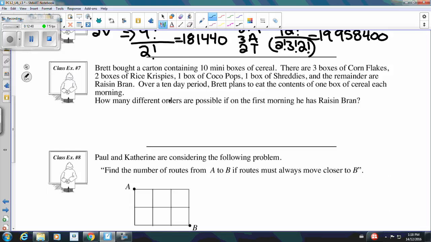Brett bought a carton consisting of 10 mini boxes of cereal. There are 3 boxes of cornflakes, 2 boxes of Rice Krispies, 1 box of Cocoa Puffs, 1 box of Shreddies, and the remainder are Raisin Bran. Over a 10-day period, Brett plans to eat the contents of 1 box of cereal each morning. How many different orders are possible if on the first morning he has Raisin Bran?